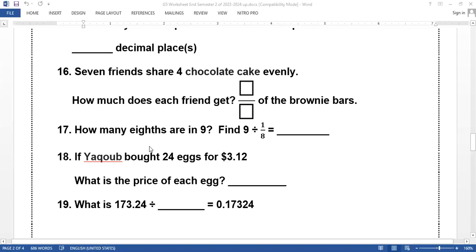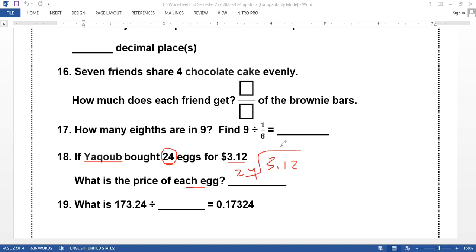If Yaqub bought 24 eggs for $3.12, what's the price of each egg? So, you need to know the price. How many eggs did he buy? 24 eggs. How much money? 3.12. But I want the price of each egg. So 3.12 divided by 24. Now I divide a decimal by a whole number.